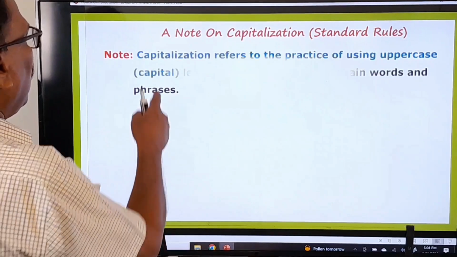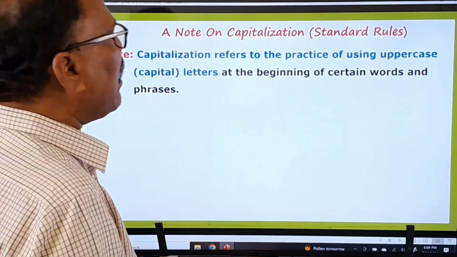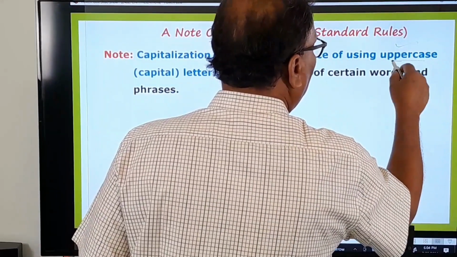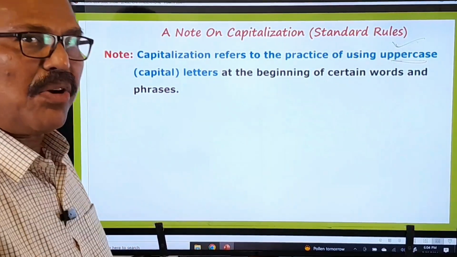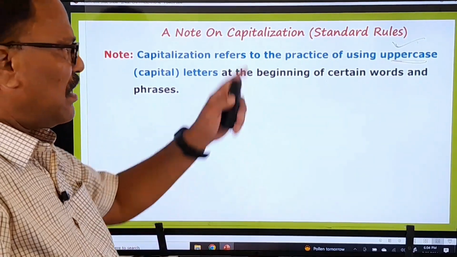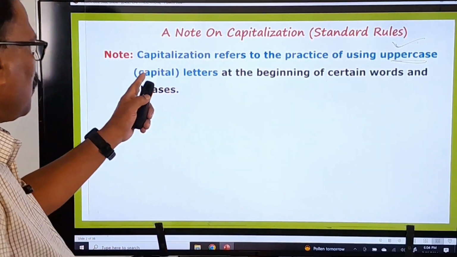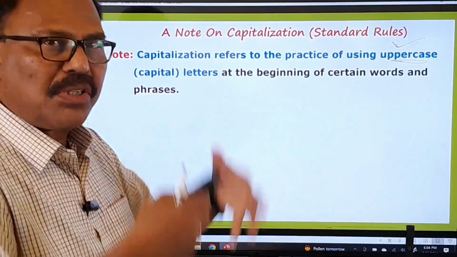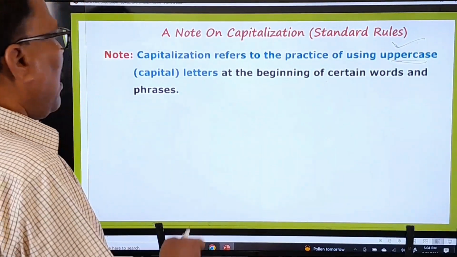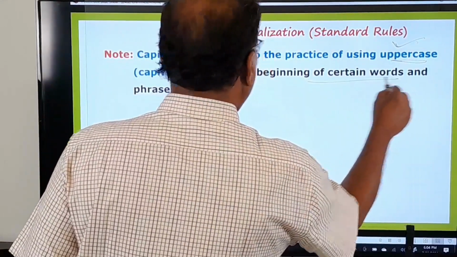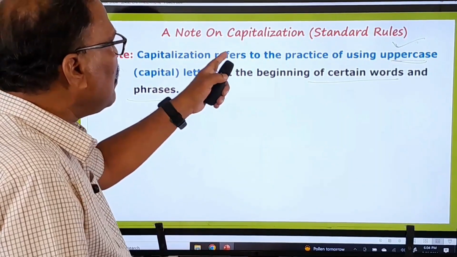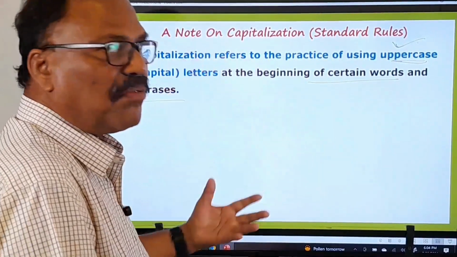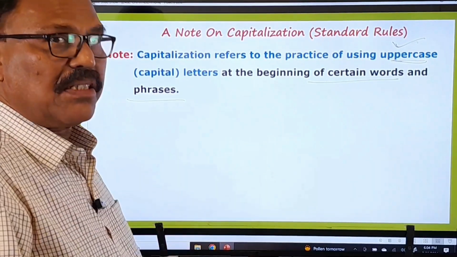Here capitalization refers to the practice of using uppercase letters. Generally, this is computer language. Uppercase means capital letters, lowercase means small letters. That is computer language, and that's why I have also used our general language, capital letters. You can call them capital letters, you can also call them uppercase letters. Capitalization refers to the practice of using uppercase or capital letters at the beginning of certain words and certain phrases. So that is very important.